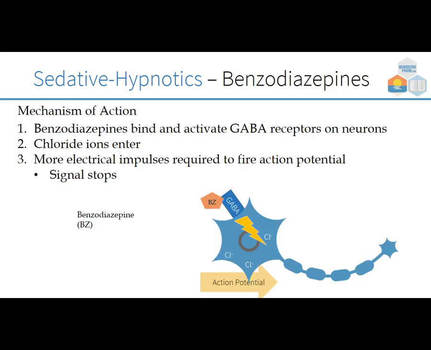Benzodiazepines bind and activate GABA receptors on neurons. The chloride ions enter, and then you need more electrical impulses to fire the action potential, and then the signal stops. So what benzodiazepines are meant to do is make it so that GABA can now make it much harder for this to happen. All right, so the benzodiazepine comes in, the chloride goes in, and then the action potential just stays here and doesn't fire down the axon.